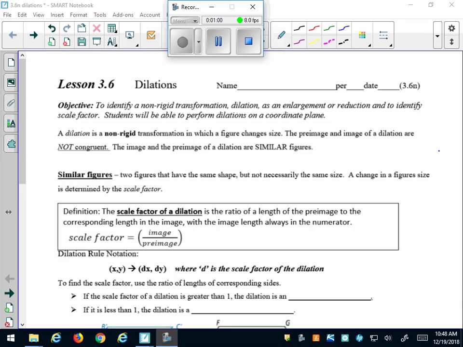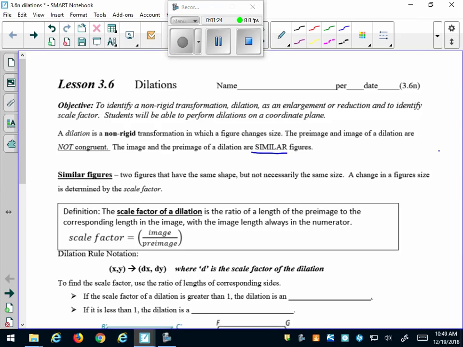Today in 3.6 we're learning dilations. And dilation is not considered a rigid transformation because dilation means to change the size, either make it bigger or make it smaller. All right. So the pre-image and the image are not congruent to each other, but they are similar to each other.